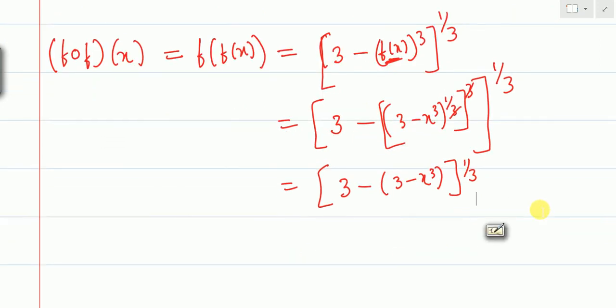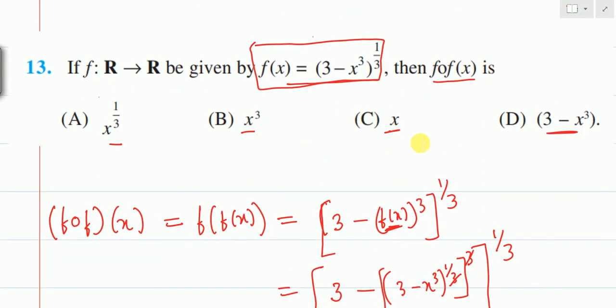Removing the bracket by multiplying with the minus sign, 3 minus 3 is 0, and minus into minus is plus x cube, whole to the power of 1 by 3, which is nothing but x here. So the required answer is option C. Option C is the right answer.